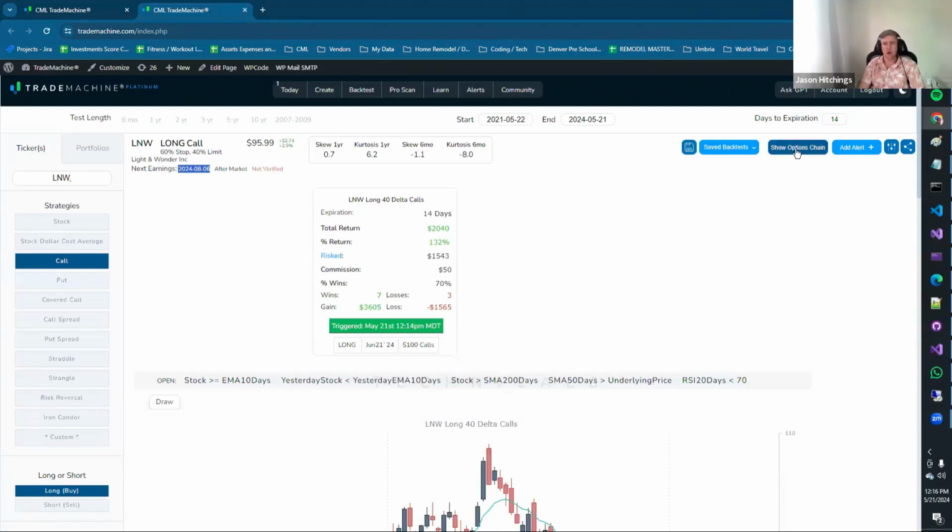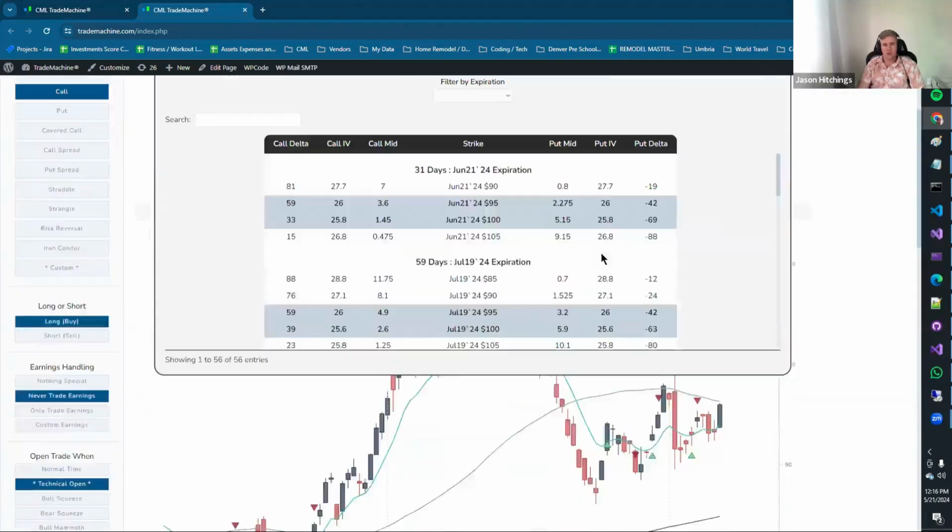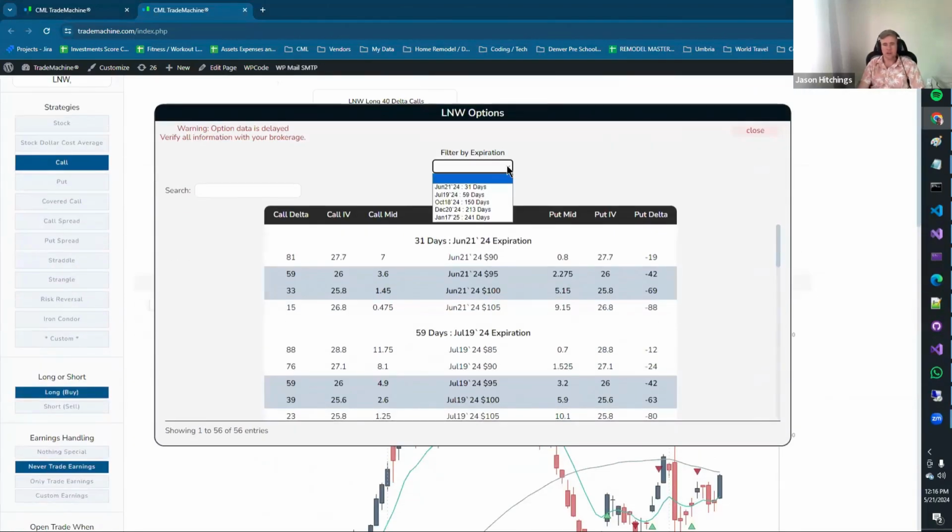If I click show options chain, this is the way you can look up the option real quick if you are not an annual subscriber, if you're a monthly subscriber. So here's the options chain. I can filter on expirations, but we can see the first expiration is actually 31 days out. This is not a stock that has weekly options, and that's fine. The strategy might be to buy something 7 days or 14 days in the future, but if it doesn't have weekly options, the backtester is going to do its best to find something that fits.